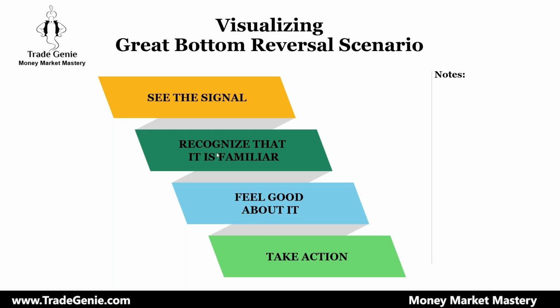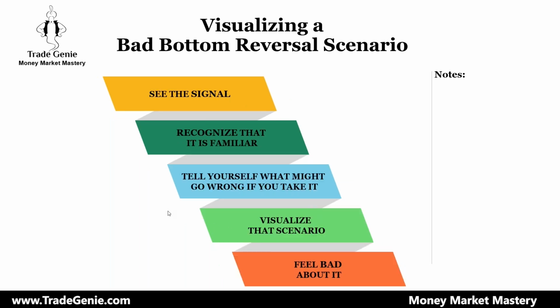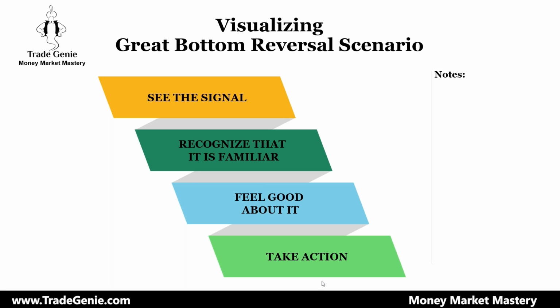So you see the signal, you recognize it's familiar, and instead of visualizing all that bad scenario, "Tell yourself what might go wrong," you're not doing that. You're feeling good about it, and then you take action. If you keep this on a sticky note on your monitor, you say, okay, I see the signal, I recognize that it's familiar, and I'm really feeling good about it, and then you take action. When you take action, what mental state do you have? This is also important. In what mental state do you take action, bold and courageous, or timid?